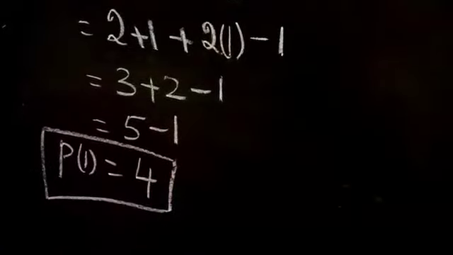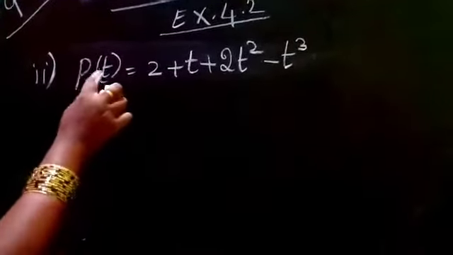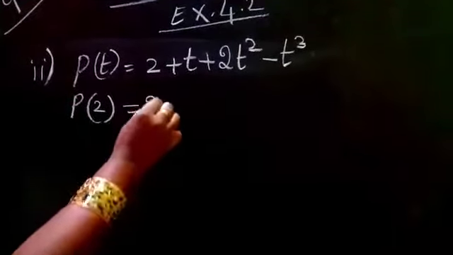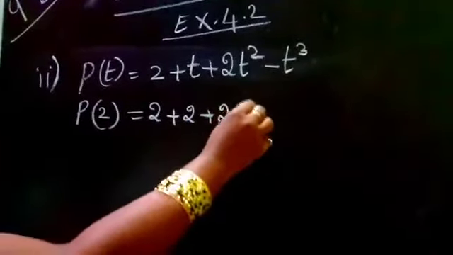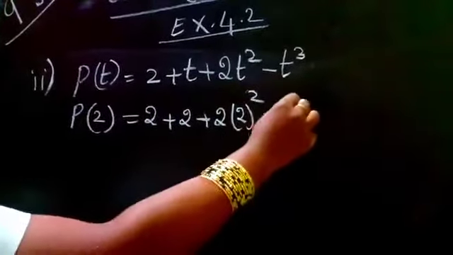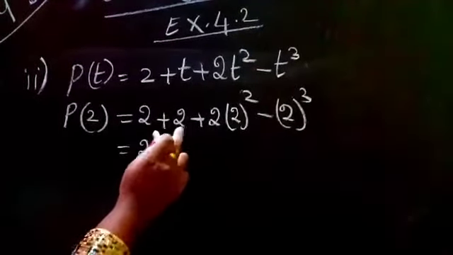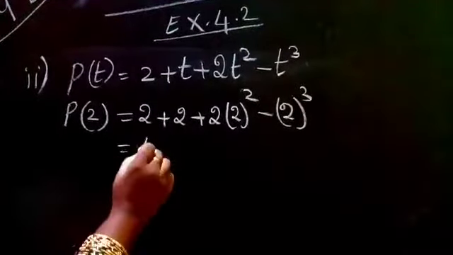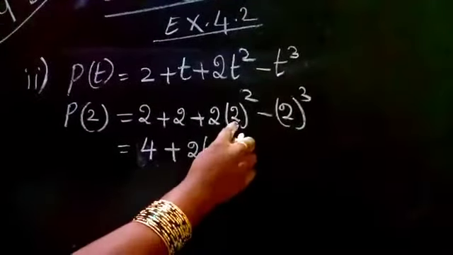Next one, P of 2 we have to apply. Next, P of 2. So in x place, 2 we should apply. 2 plus, here we have to apply 2 plus 2 into 2 square minus 2 cube. So 2 plus 2 is 4. We'll write directly 4 here. Plus 2 into 2 square is 4.